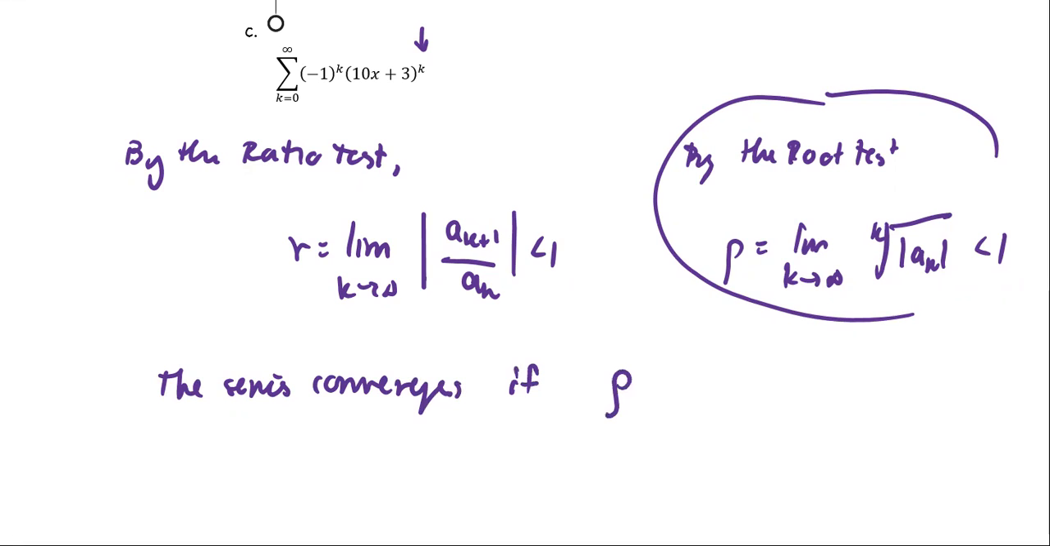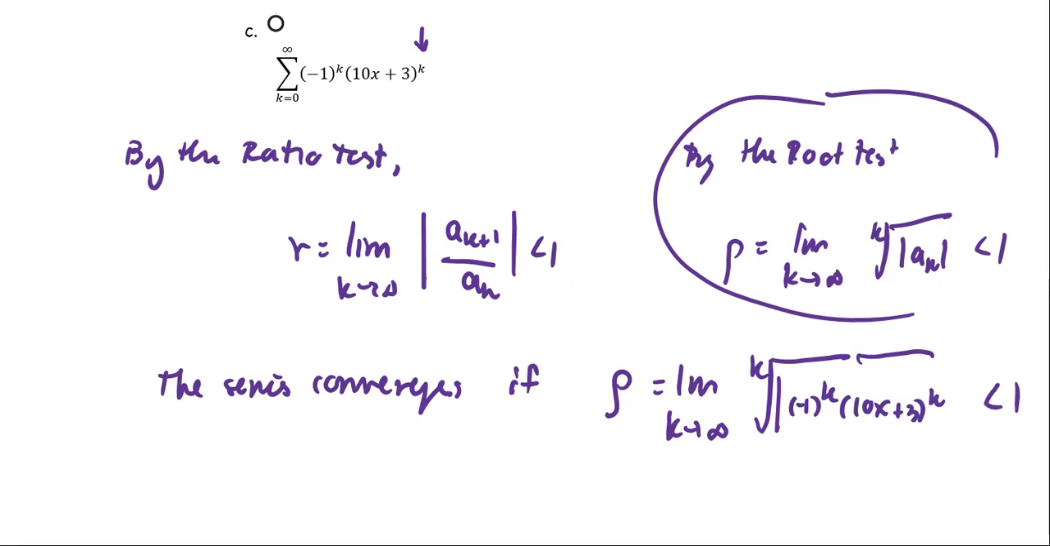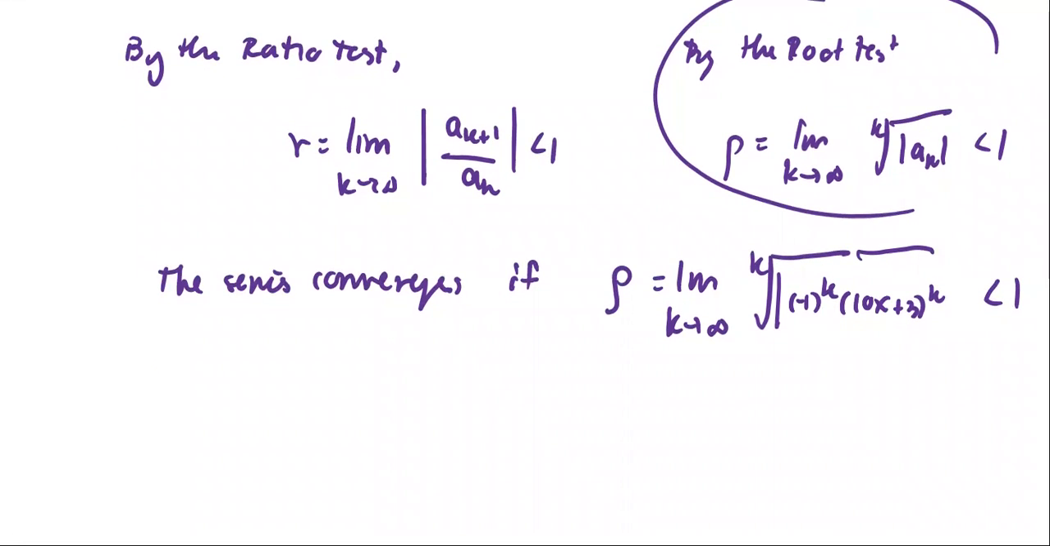if rho, which is the limit as k approaches infinity of the k-th root of the absolute value of negative 1 to the power k times 10x plus 3 to the power k, is less than 1. For the k power and the k root, they will take care of each other, and the absolute value will disregard the negative sign. So then this becomes the limit as k approaches infinity of the absolute value of 10x plus 3, less than 1.